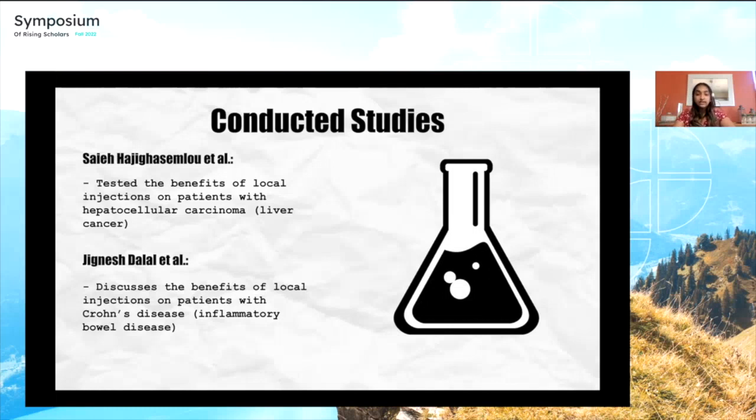Another study conducted by Dalal et al. discussed the benefits of local injections on patients with Crohn's disease, and they were able to notice a reduction in the size of the lesions formed by the disease. Both of these studies are able to show the benefits of stem cell therapy on lung cancer patients because they were able to treat severe problems on vital organs and regain their function. Future testing can be done to prove this theory.